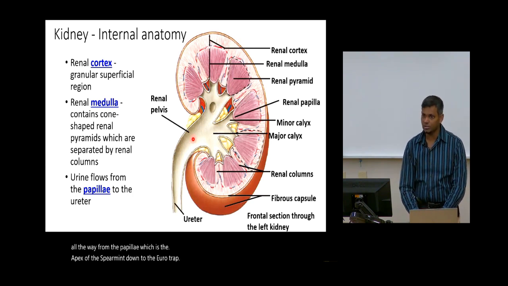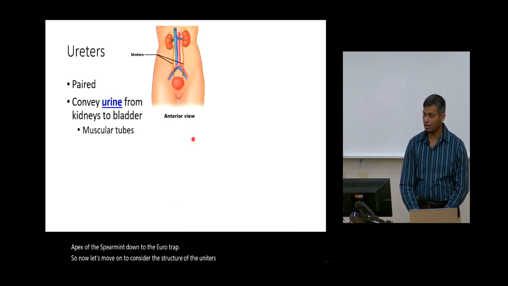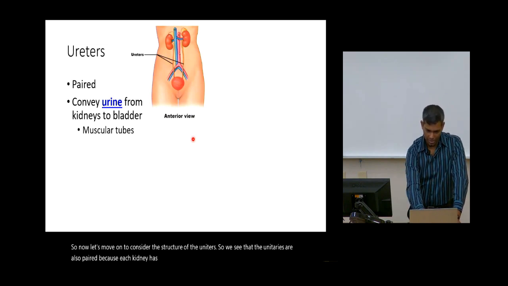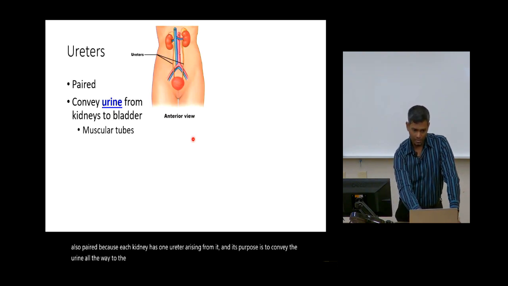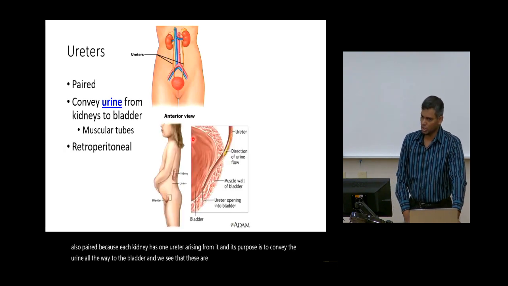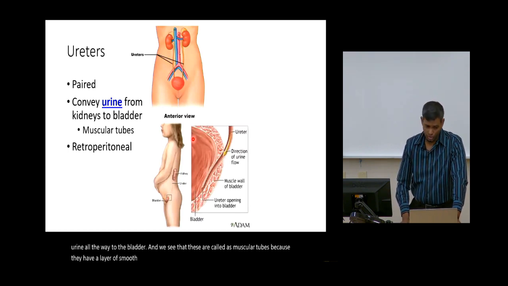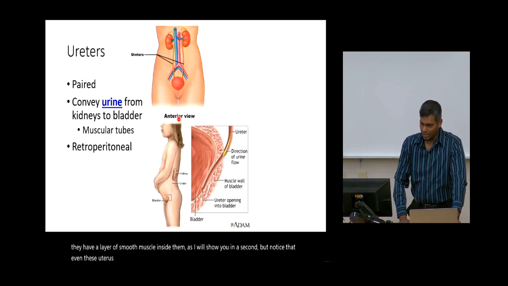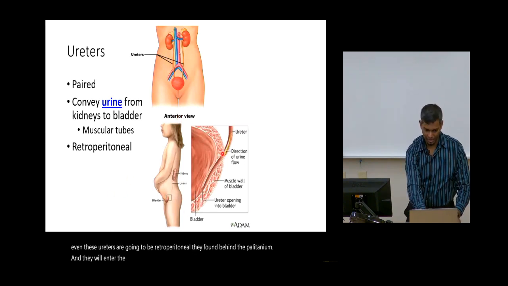So now let's move on to consider the structure of the ureters. We see that the ureters are also paired, because each kidney has one ureter arising from it, and its purpose is to convey the urine all the way to the bladder. These are called muscular tubes because they have a layer of smooth muscle inside them, as I will show you in a second. But notice that even these ureters are retroperitoneal. They are found behind the peritoneum, and they will enter the bladder at the base of the bladder.